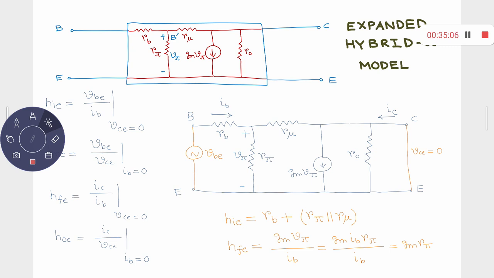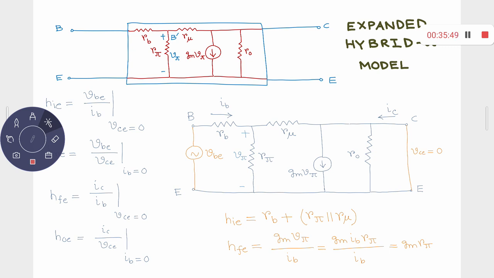So this is the expanded pi model: you have R B, R pi, R mu, g m V pi, and R naught. By connecting these two nodes of the output port shorted, that means VC equal to 0, I can find out HIE and HFE. So what is HIE? HIE is nothing but VBE upon IB. I have to apply some test voltage VBE between the base and emitter terminals, suppose the current being drawn is IB, and the ratio between VBE and IB gives you HIE.